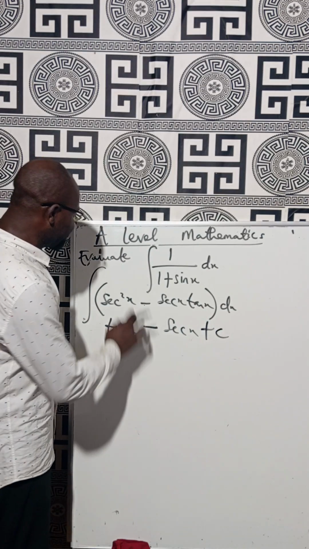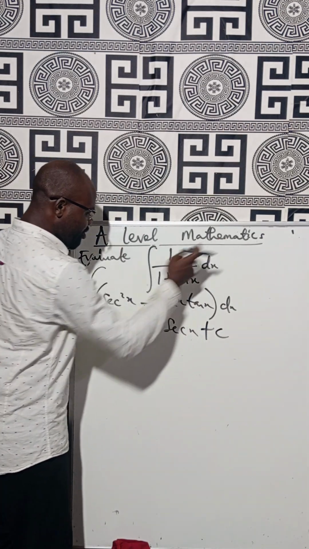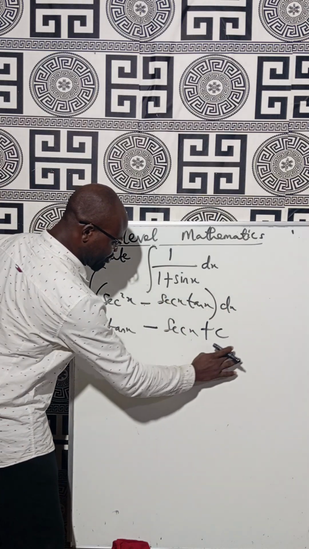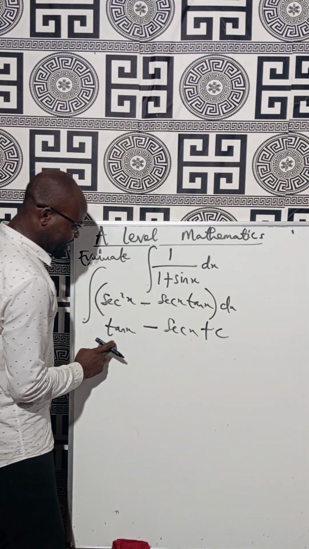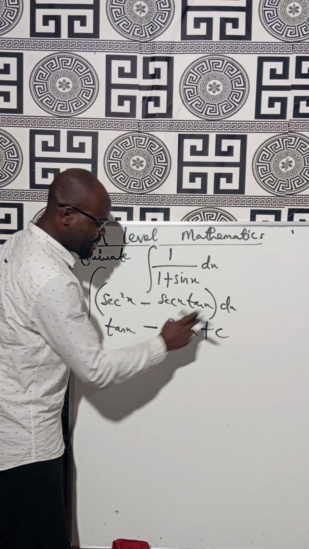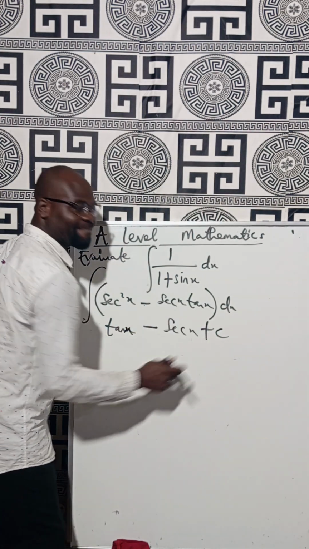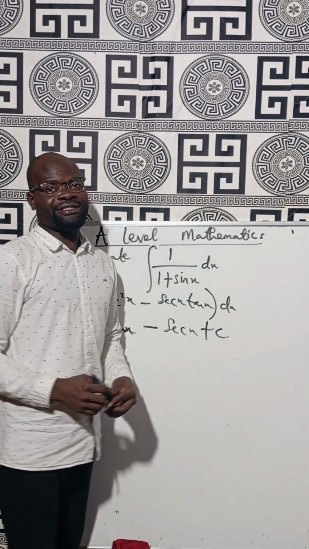You can understand now. So that means the integral of this expression, which gives us this, will give us this. So this is the final answer. Tan x minus sec x plus the constant c. You can see very easy and simple.